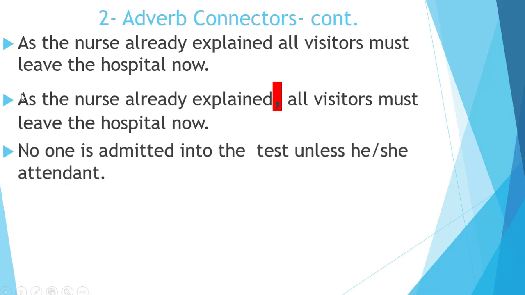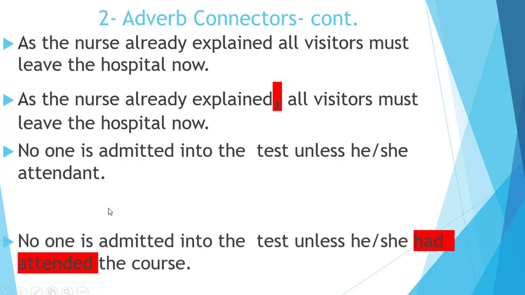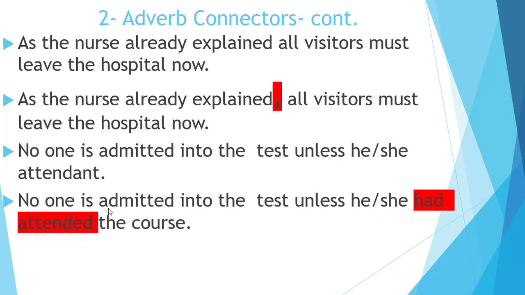No one is admitted into the test unless he or she attendant. Look at here. No one, subject verb. No one is, subject verb, unless, connector. And then we have here subject, he or she. And attendant is an adjective. It's not a verb. So what do we need here? We need a verb. A verb is missing. So it should be no one is admitted into the test unless he or she had attended the course. So here we have the verb phrase.